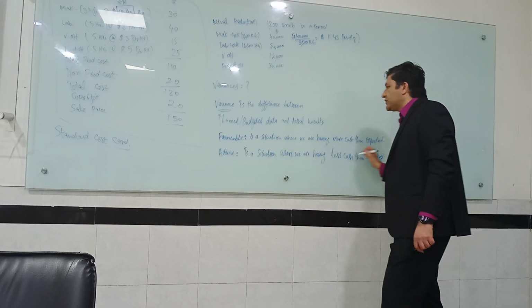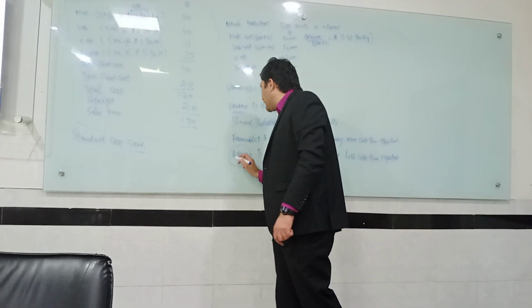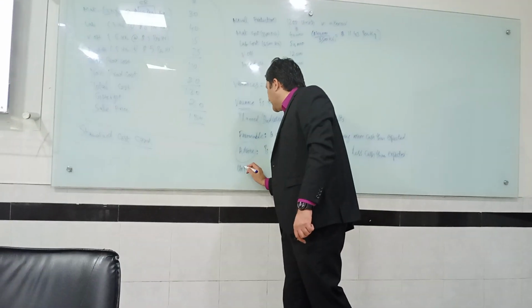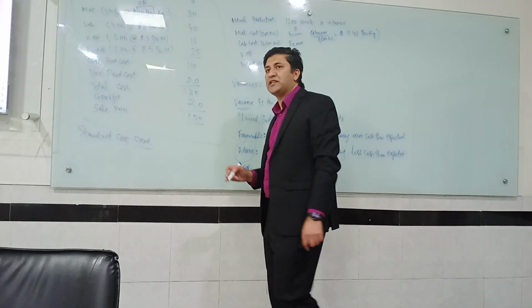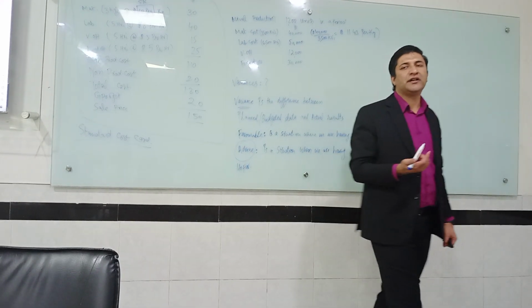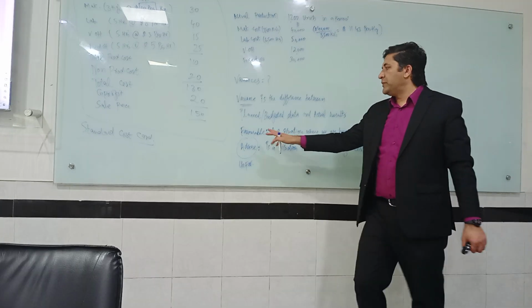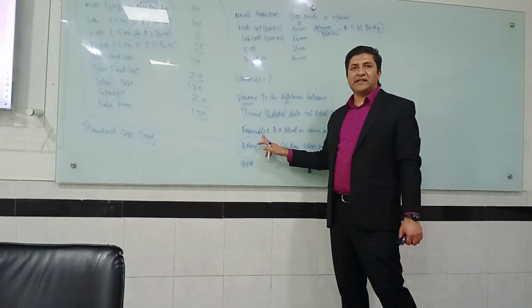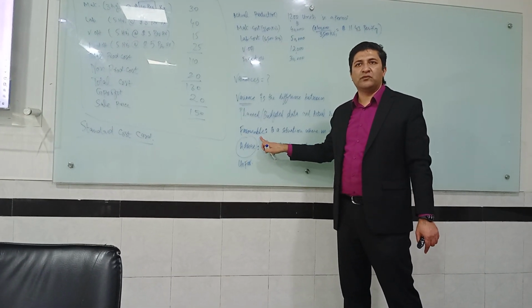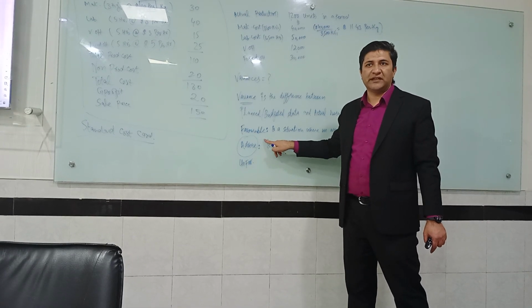In some books, adverse variance is also named as unfavorable. So both are interchangeable terms. You can use the word adverse or unfavorable. It's the same thing. But there is only one word, that is the favorable. There is no alternate word available for the favorable variance.